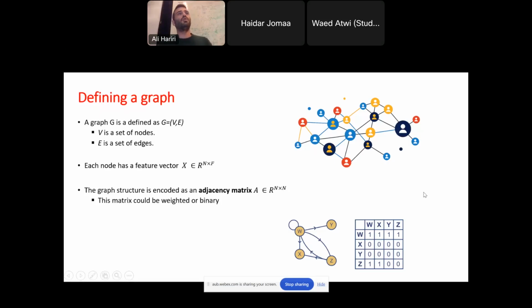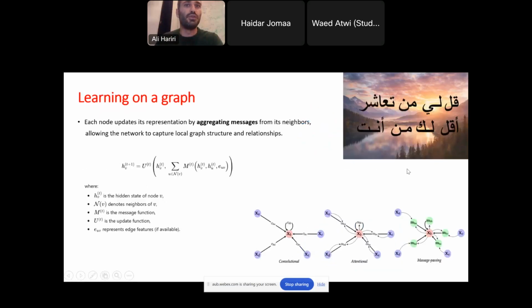So how do we go on learning with graphs? What does it mean to learn over a graph using a machine learning model? To make it simple at a high level, let's start with this quote. I'm sure many of you have heard it.